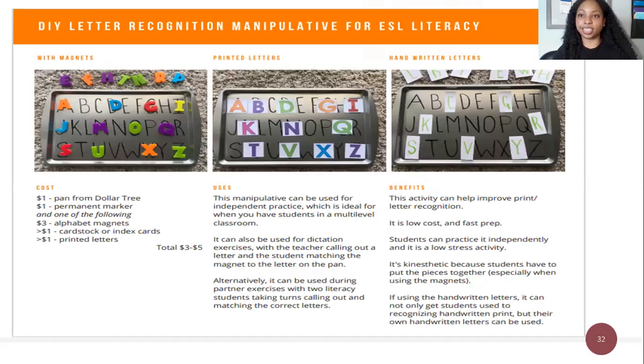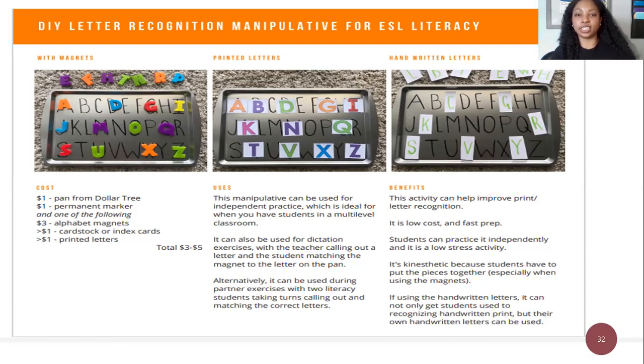So, some manipulatives that I think are great for pre-literate or non-literate students. This one is a great one that I like to use. It is very cheap, and it's a kinesthetic activity. I think it is great because it helps improve print and letter recognition. It's low cost and fast prep, and students can practice it independently or with a partner.